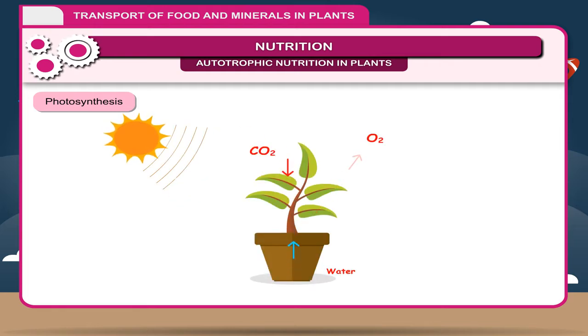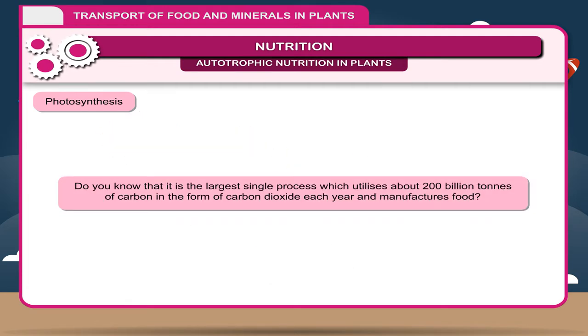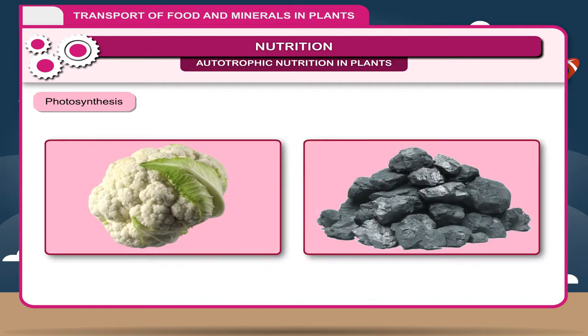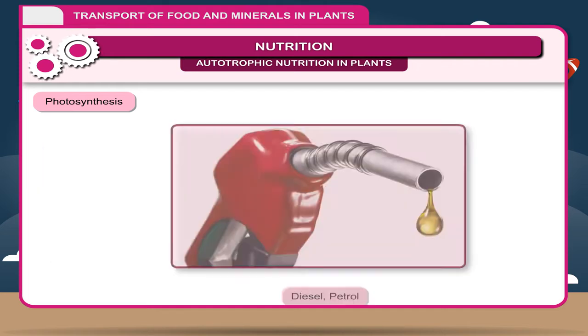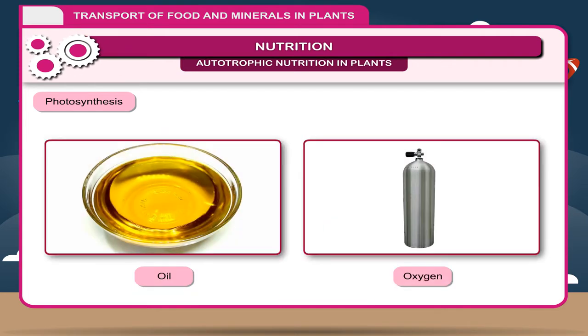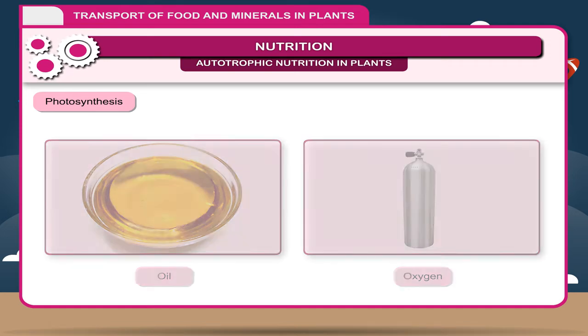Photosynthesis is the most vital process which is capable of using solar energy, sunlight. Do you know that it is the largest single process which utilizes about 200 billion tons of carbon in the form of carbon dioxide each year and manufactures food? All the essential commodities of life such as food, coal, diesel, petrol, oil, oxygen, etc. are the byproducts of this process.